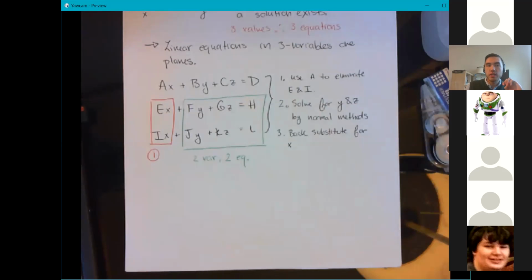Yeah, so once you have y and z by your normal procedure, you take it, plug it back into any of the 3 original equations, and that will give you the x coordinate. So let's go ahead and do an example, and then that will probably take us to the end of the period.